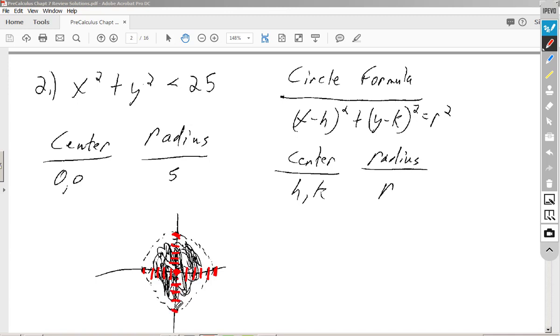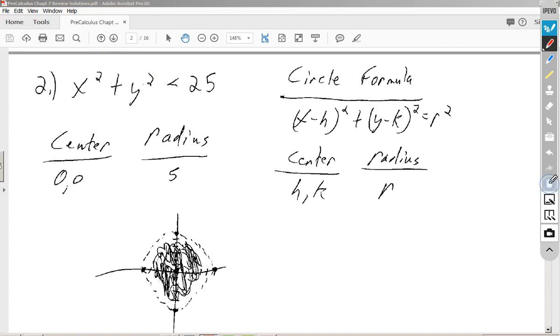And now I just have to decide whether it's a solid or a dotted circle. I notice this is not equal to, so it's going to be a dotted circle. So I go ahead and make my dotted circle all the way around. Now that I've done that, there's two ways that you can decide where to shade. Notice this says that the circle is less than its radius. So just using that rule, that means I'd shade inside.